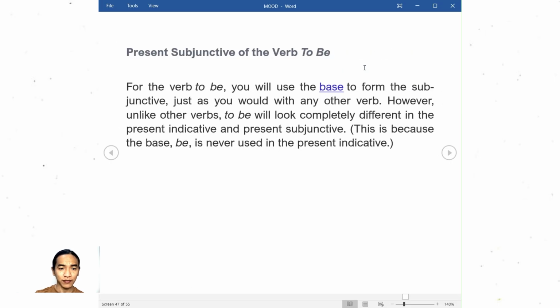Now, we have the present subjunctive of the verb to be. For the verb to be, you will use the base form to form the subjunctive, just as you would with any other verb. However, unlike other verbs, to be will look completely different in the present indicative and present subjunctive. This is because the base be is never used in the present indicative. So you know that in the indicative form, we use is, am, or are, which is your present form. But in the subjunctive, we use be, which is the base form.